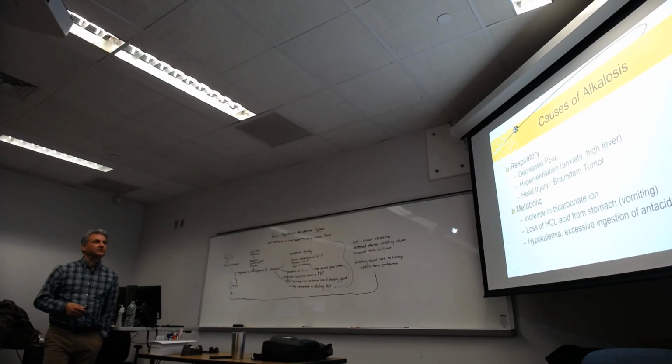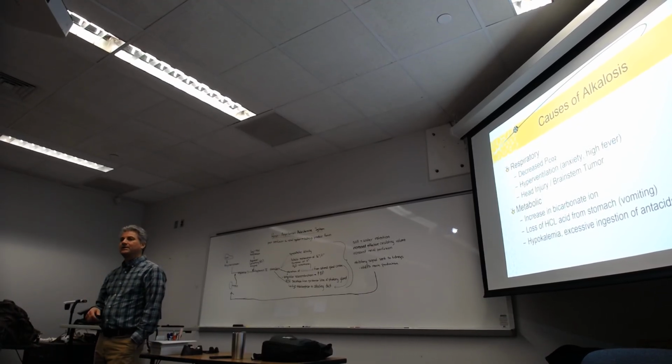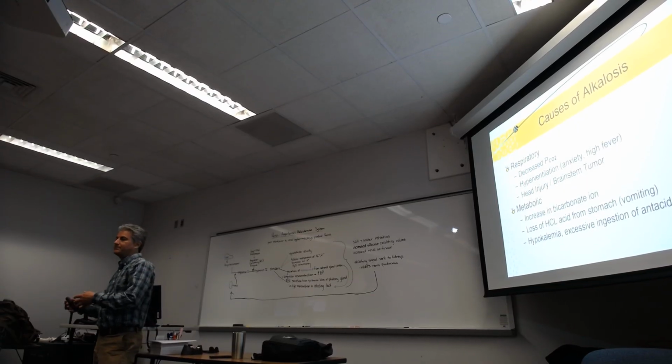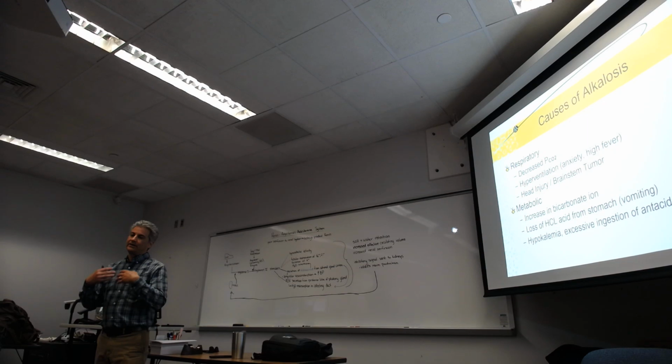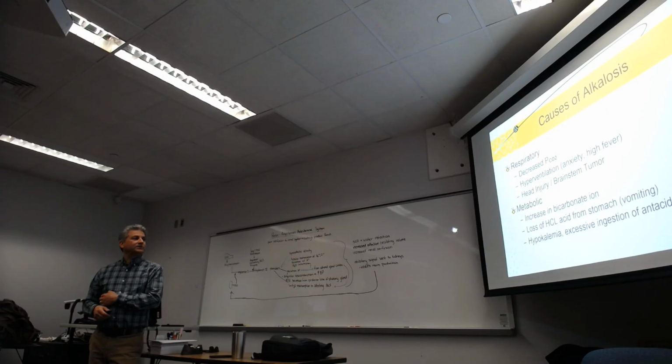Head injuries, brainstem tumors, these usually lead to, on the respiratory side, changes in respiratory patterns. And so those changes in the respiratory patterns lead to an inefficient ingress of oxygen and off-gassing of carbon dioxide. All right, so these are all causes of alkalosis.